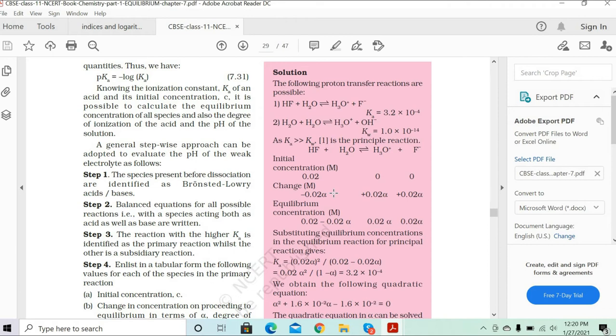This is exactly like the previous problem which we had done, because once in the equilibrium stage, whatever the molar concentration of the HF will be there, the dissociation constant will get multiplied, right? And then you will get formed the H3O ions plus fluoride ions.